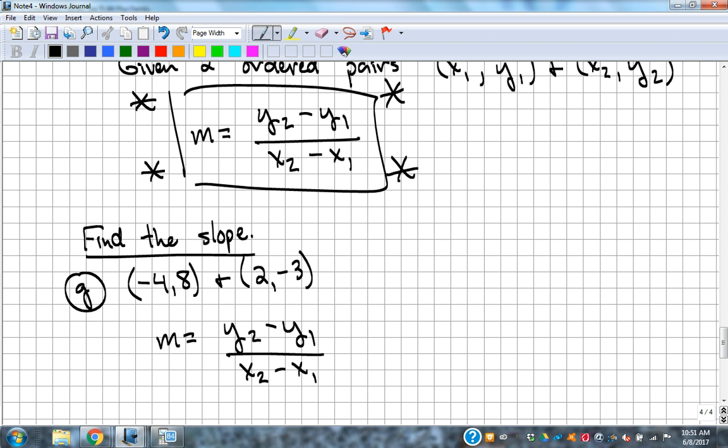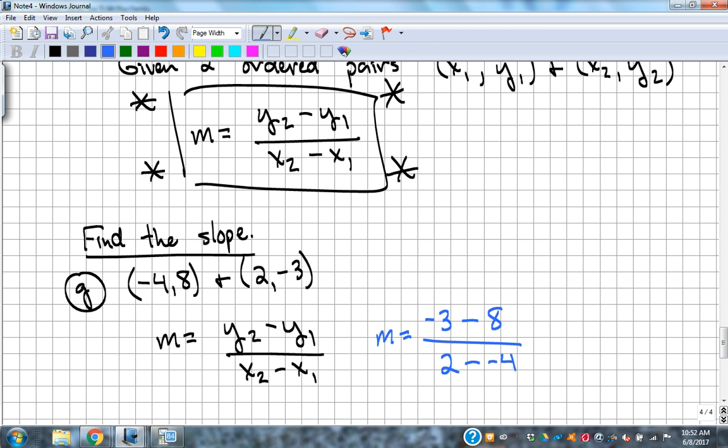So it doesn't matter which point you call the 1 point or the 2 point. It doesn't matter. Just pick one to start with. And the key you've got to do here is when you plug that in, you've got to make sure, okay, if I'm going to start with the y value of -3, then on the bottom, I have to start with the x value of 2. That ordered pair that I pick has to match up vertically. They're not fractions. They've got to match up that way. So if I say -3 is the first y value, then I'm going to subtract 8 from it. And then that means on the bottom, I've got 2 minus -4.